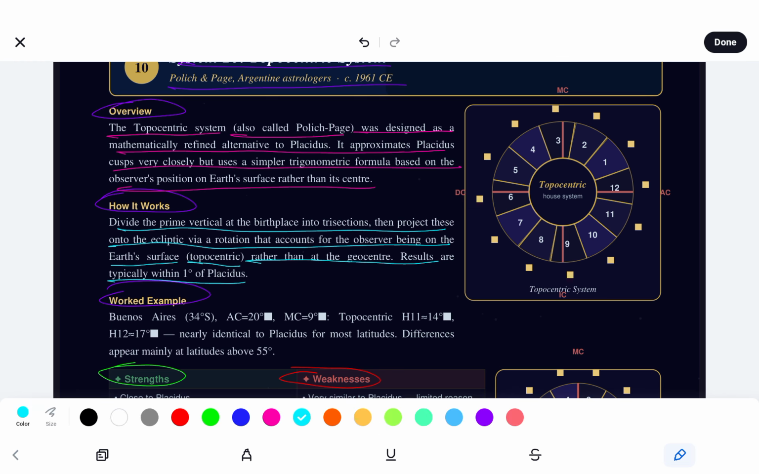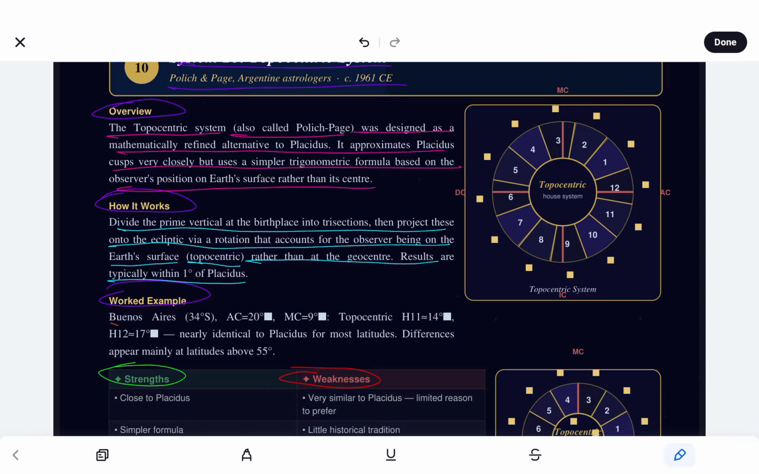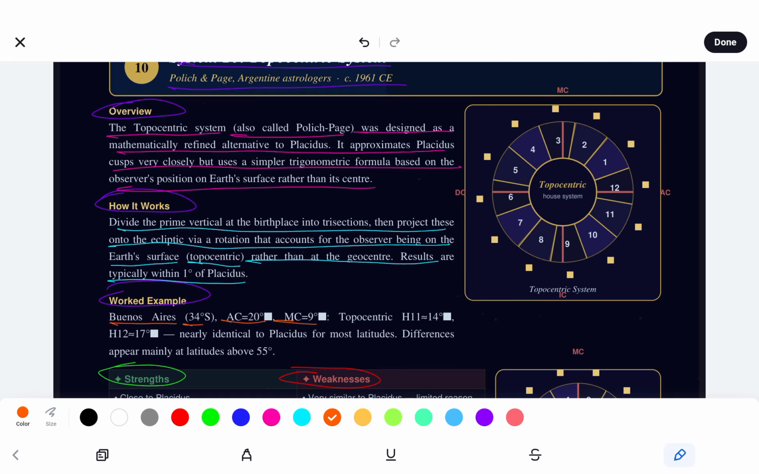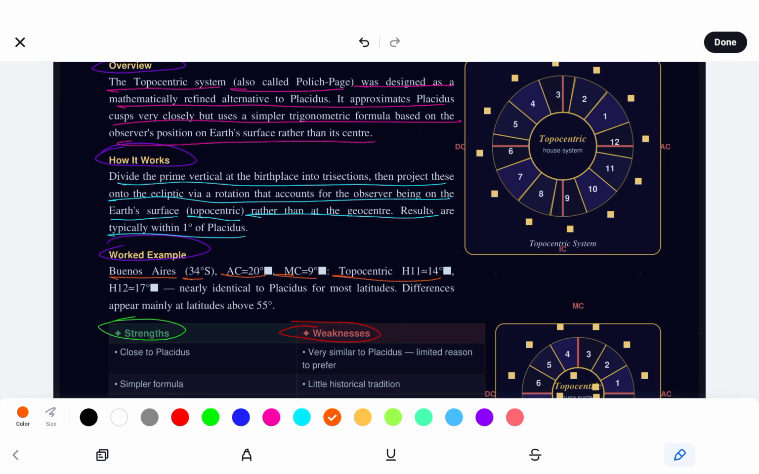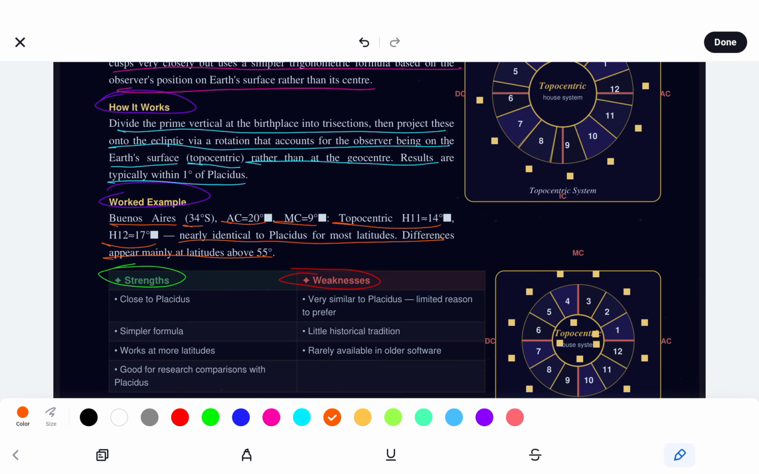Results are typically within 1 degree of Placidus. For example, Buenos Aires, 34 degrees south, the ascendant equals 20 degrees, midheaven equals 9 degrees. Topocentric, 11th house equals 14 degrees, 12th house equals 17 degrees, nearly identical to Placidus. For most latitudes, the differences appear mainly at latitudes above 55 degrees.